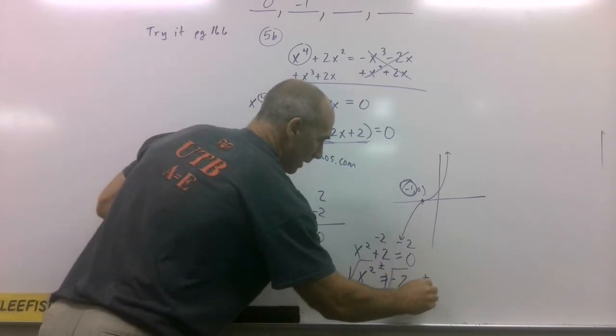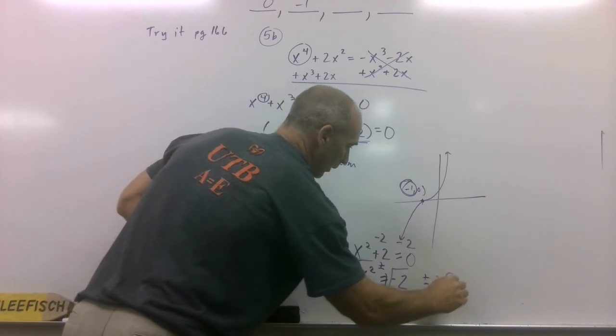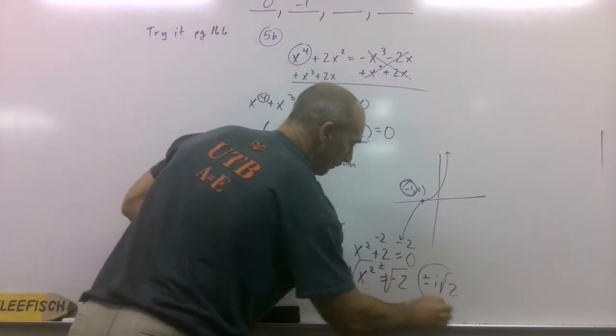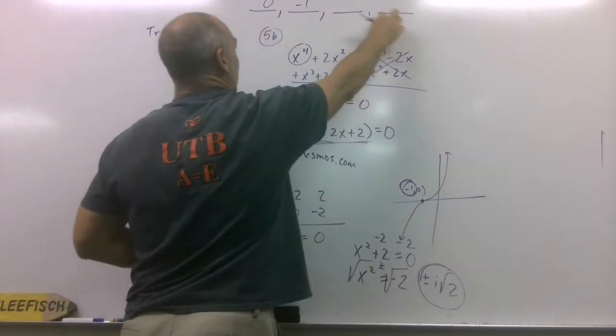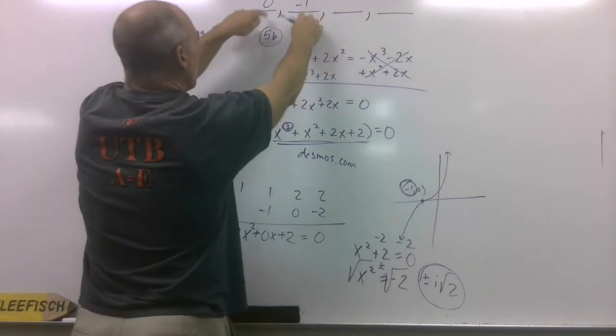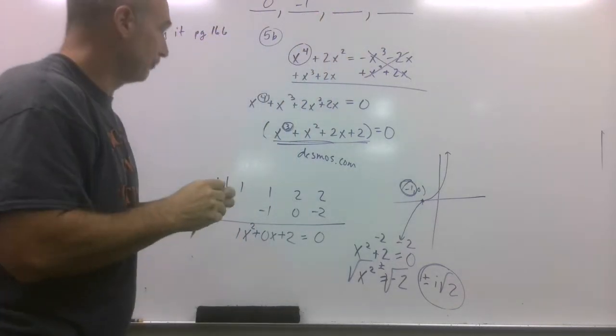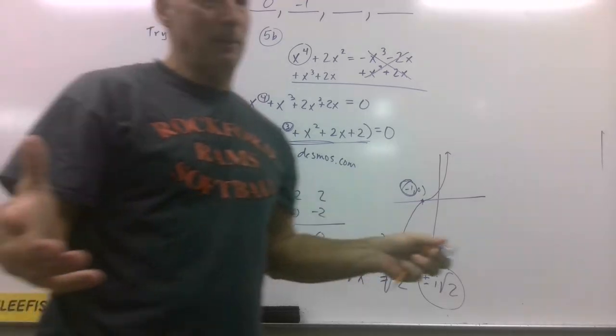So I get plus or minus i square root of 2. Here's 2 complex answers. That's what fills in those blanks. And here's 2 real. A little different, but you're going to have a few that pop up like that.